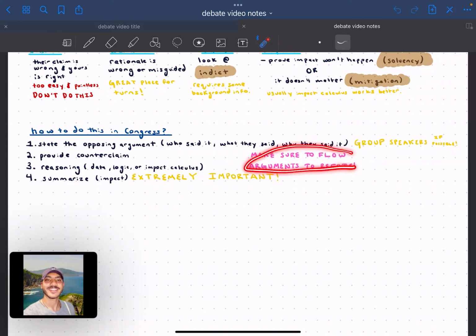And one thing is just make sure to flow arguments so that you know who to refute, who said what. You don't have to go too crazy detailed on it, but as you become more experienced, you'll find a system that's more comfortable for you to note down what arguments your opponents have made throughout the round.